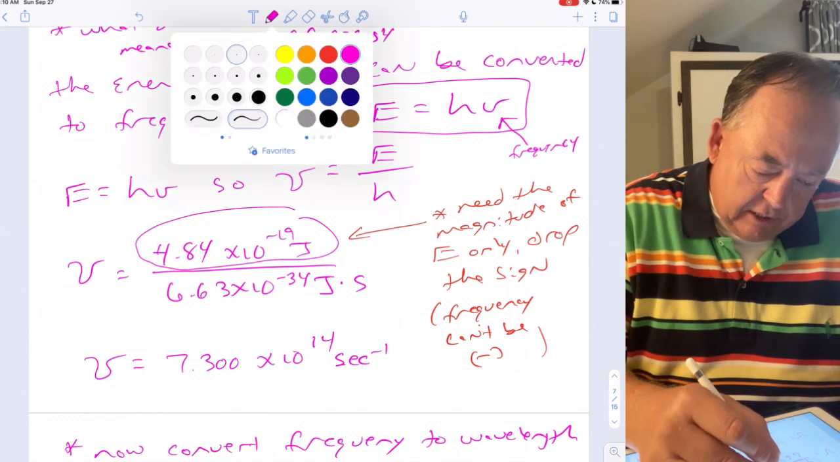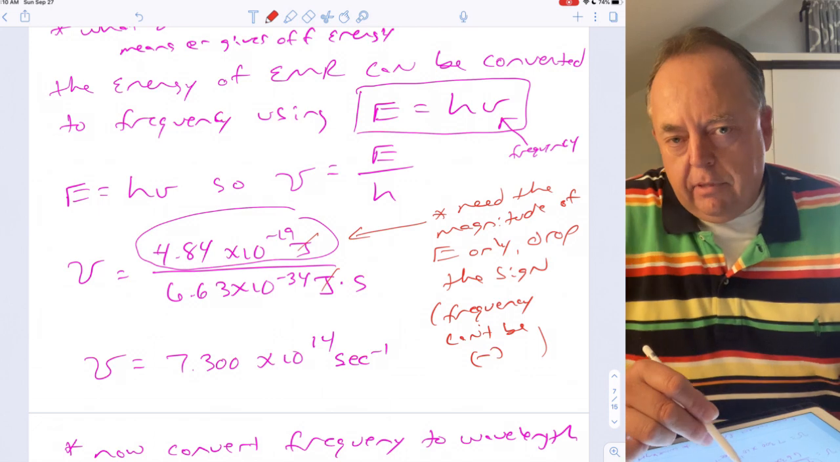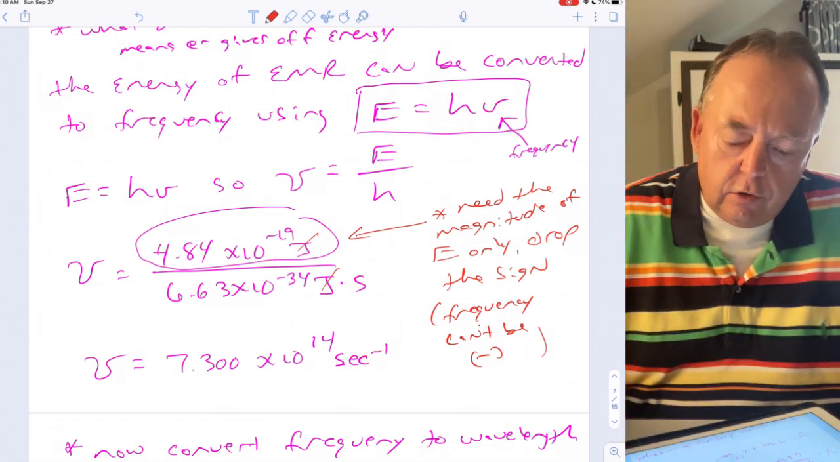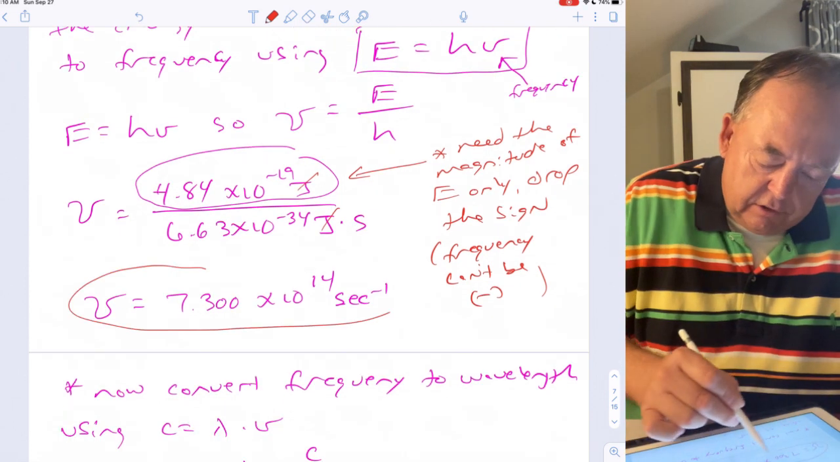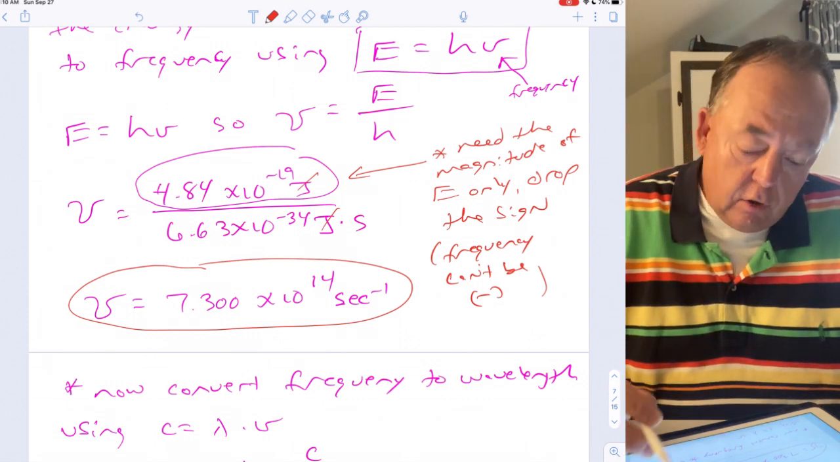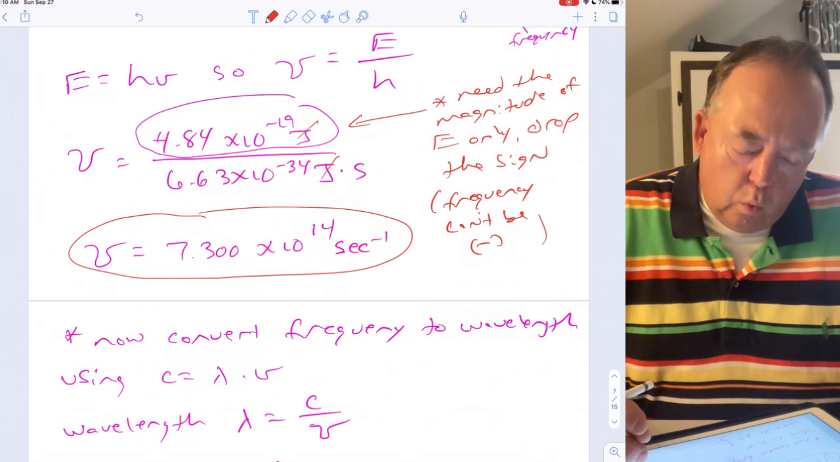If you notice in the calculation, joules are going to cancel, and your units are going to be 1 over second. 1 over second is frequency, right? 1 over second is a hertz. So if you calculate that out, you get the frequency, 7.3 times 10 to the 14 inverse seconds, or hertz. Okay, so now let's convert that frequency to wavelength.